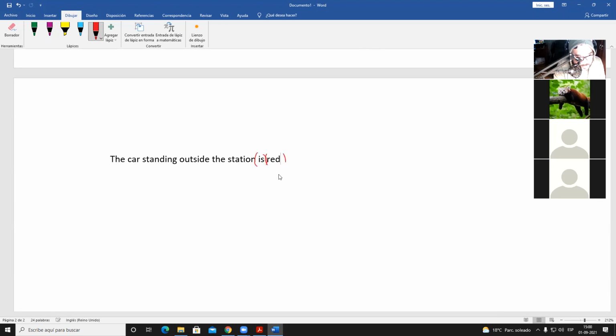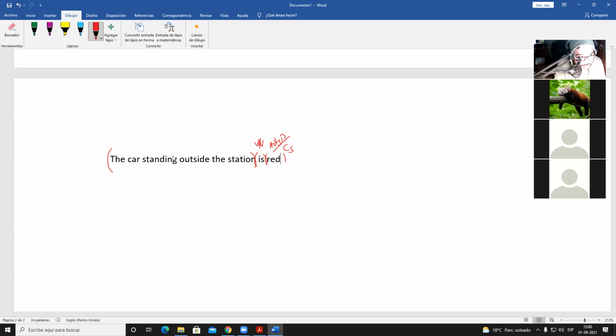Now, within the analysis, what we have is this. Obviously this is the verb phrase verb, I won't say anything about this. And this is an adjective phrase acting as a subject complement. It is red. The car standing outside the station, it is red. Therefore, what we have is a noun phrase, right? I proved it by replacing the entire construction with a pronoun. It is red. Then what we have is the car standing outside the station.